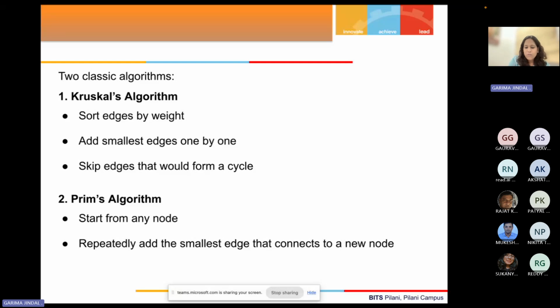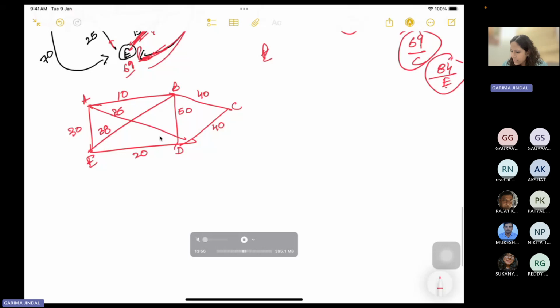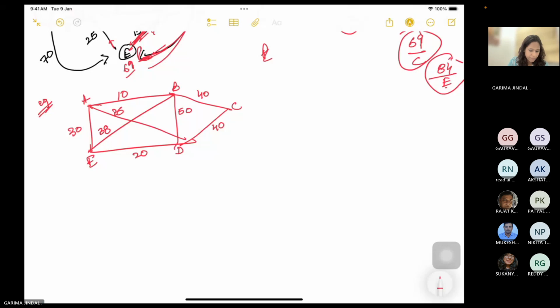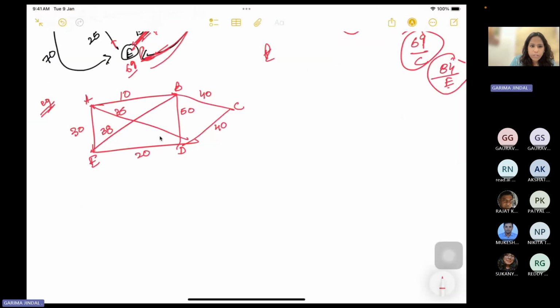Okay, so sorry, I am not sharing my screen, tab screen. Okay, so this is the example. If you want, you can note down this particular example. Have you noted down? Should I solve this question?